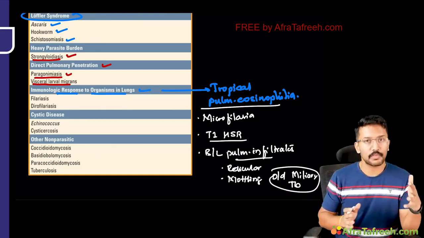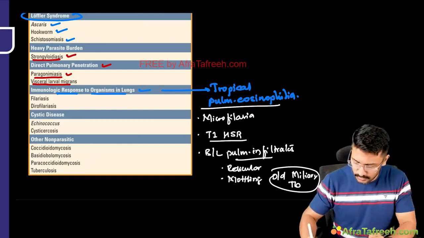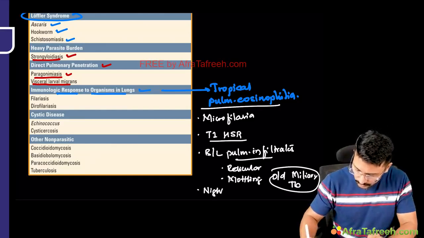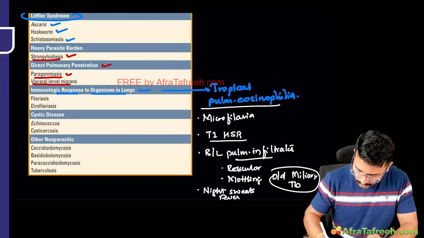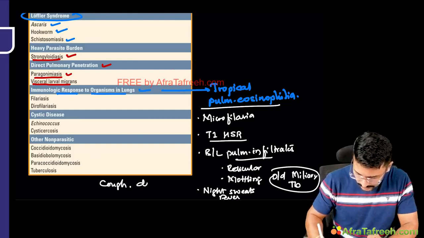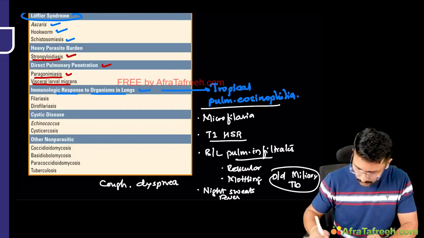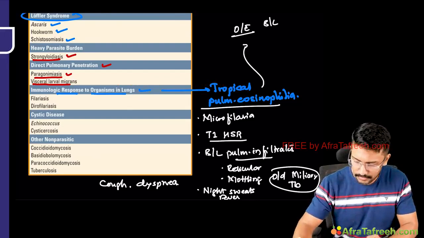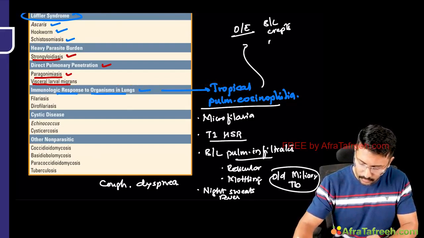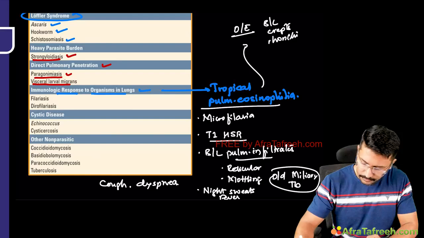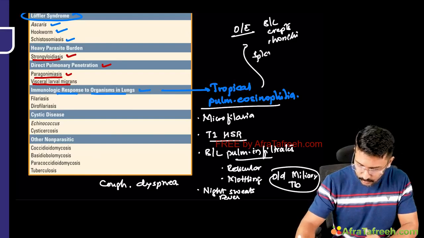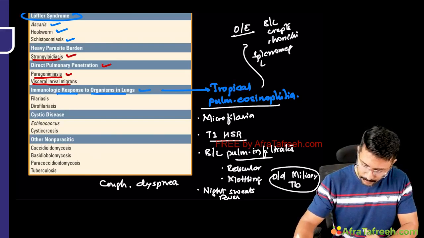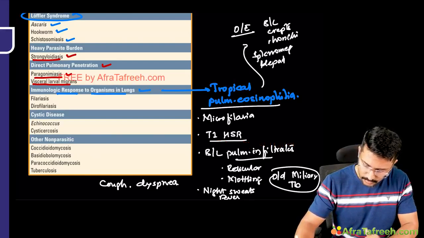And there are other features also which make us suspect miliary tuberculosis in these patients, because these patients often have night sweats, fever, cough, dyspnea. And when we examine these patients, they can have bilateral crepitations and rhonchi. They might have organomegaly in the form of splenomegaly. They can have hepatomegaly and lymphadenopathy.